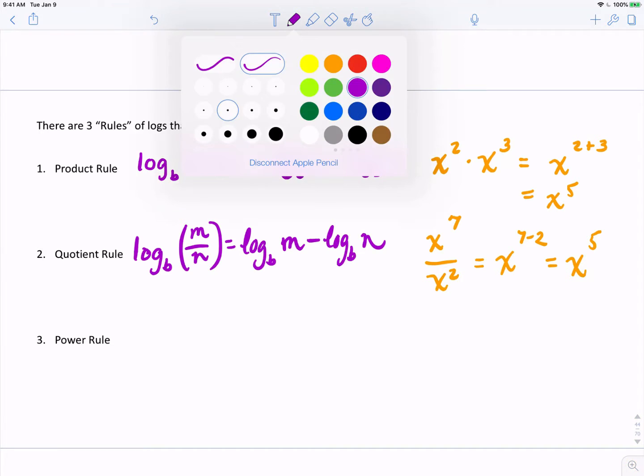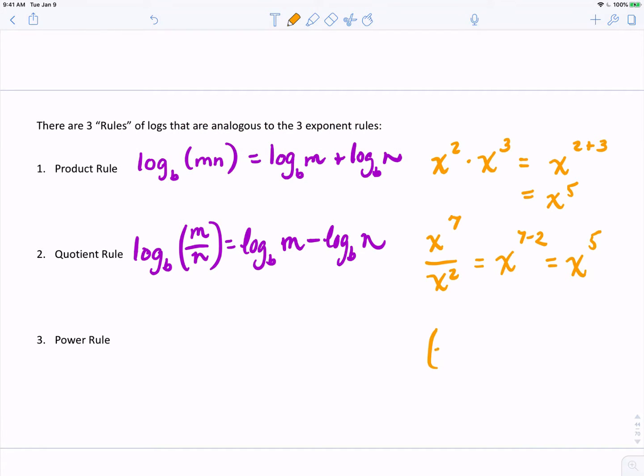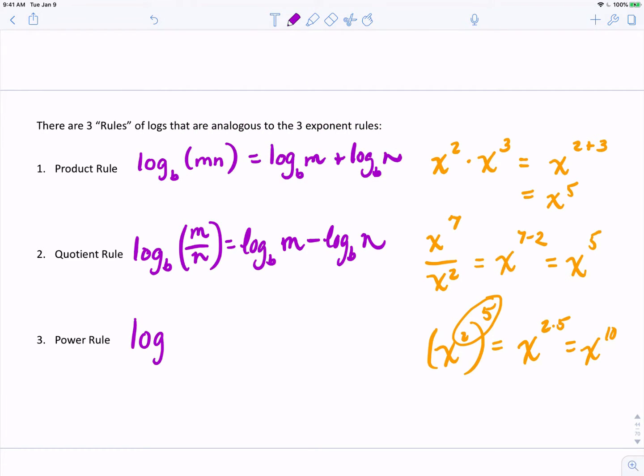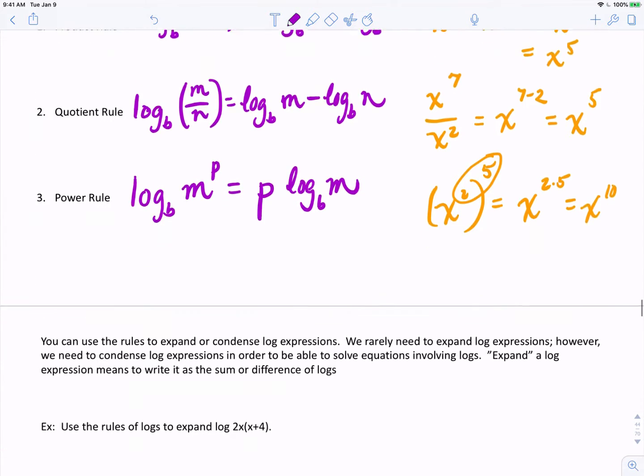And finally, powers. If we had something like x squared raised to the 5th power, just as a reminder, the fast way of doing that is to multiply. So this would be equal to x to the 10th. Exactly the same with logs. If you're taking the log of a power, it's the same as multiplying the power by the log. Now, this probably doesn't make any sense right now, but you'll see how we use these in just a moment.